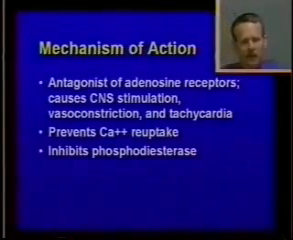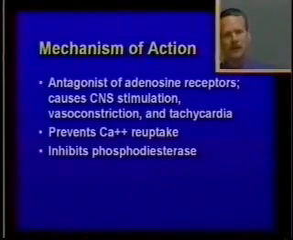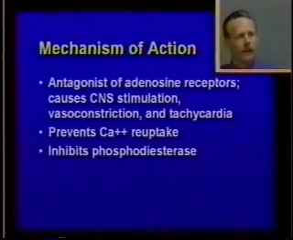The way that methylxanthines act is by antagonism of the adenosine receptor. This causes CNS stimulation and the vasoconstriction and tachycardia that are responses to methylxanthine ingestion. These are the same responses that you get when you drink a cup of coffee. They also act by preventing calcium reuptake within the muscle and inhibiting phosphodiesterase.